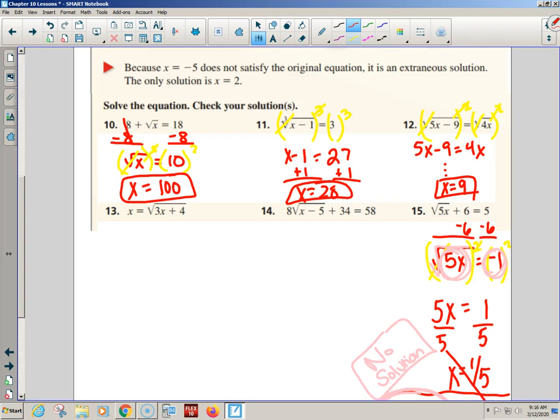Number 13. All right, a little bit harder. I actually think 14 is easier. Do you guys want to go to 14 or 13? 14. All right, let's do 14. So, 14. I just got a yellow highlighter, and I totally have to put it away.